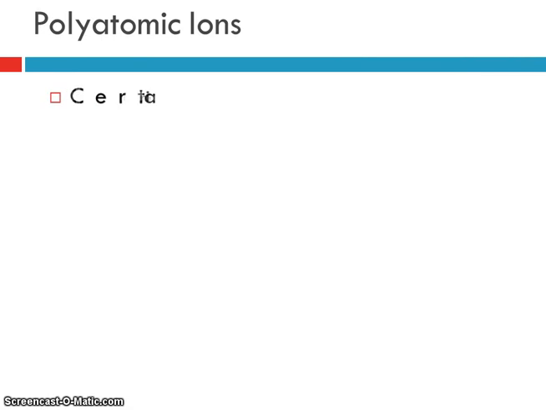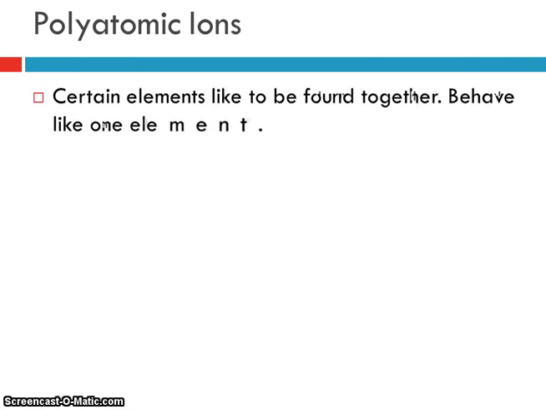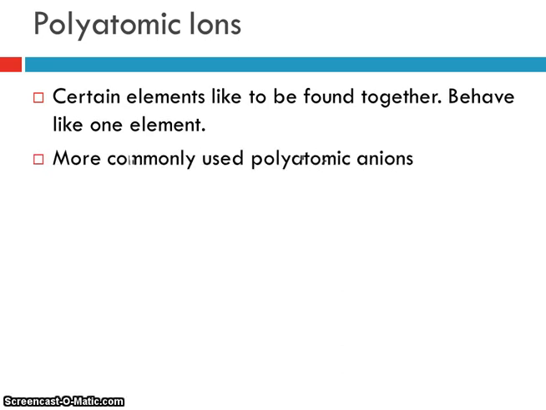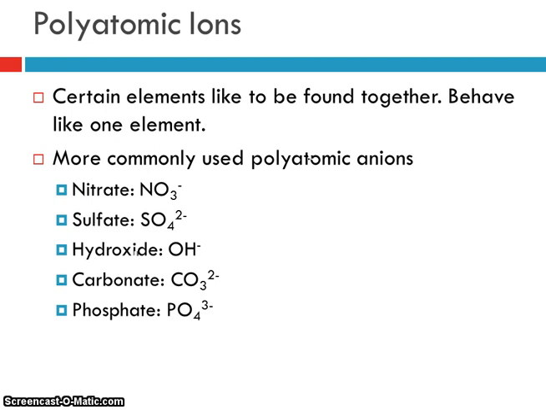We'll talk more about ionic bonds in a little bit, but first, polyatomic ions. Certain elements like to be found together. They behave like one element. It's like you hanging out with your friends, and there are certain ones that you hang out with more than others. Same thing with polyatomic ions. There's just a bunch of different elements that like to hang together. Here are some more commonly used polyatomic ions. I have them listed below. Just copy them down in class. We'll be using them, and I'll explain more about them. You have your nitrate, sulfate, hydroxide, carbonate, and phosphate.